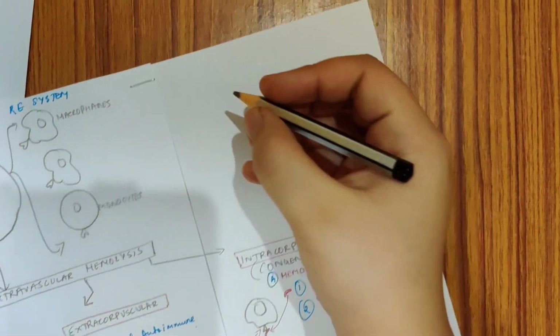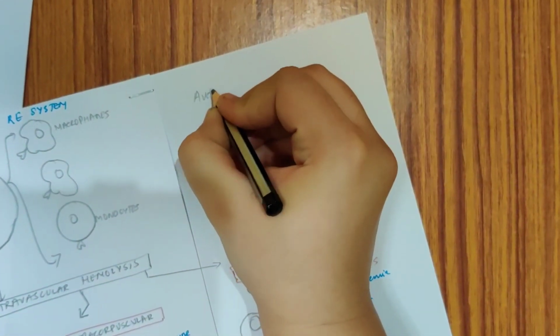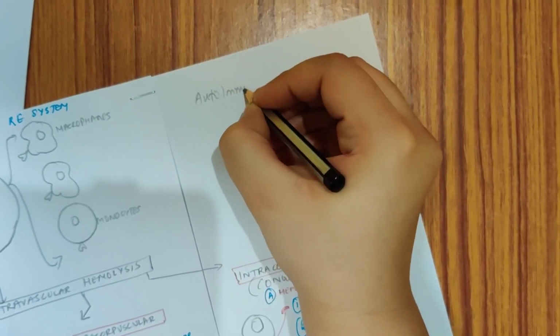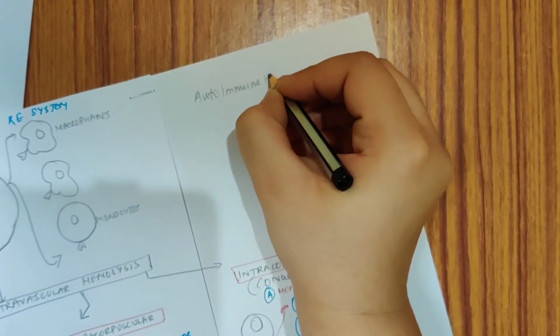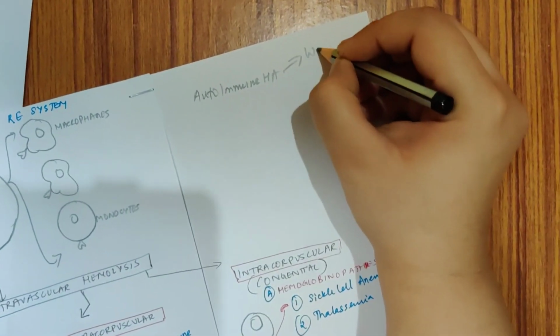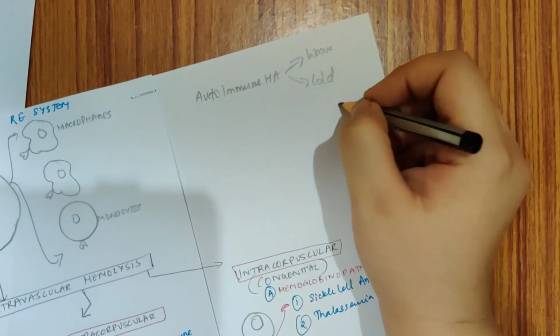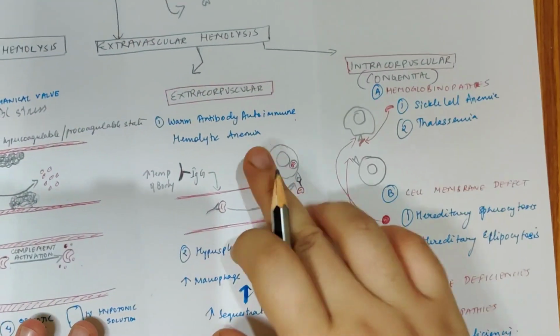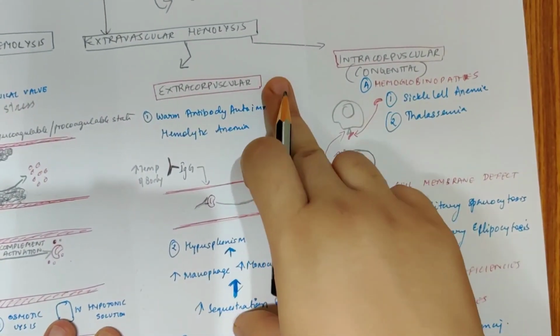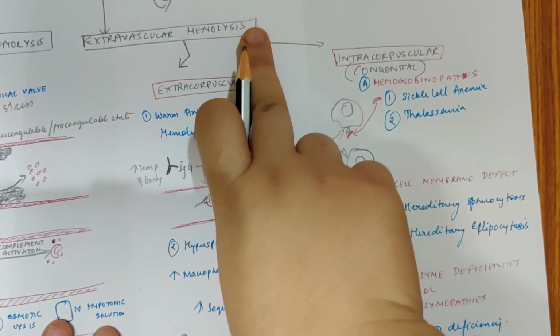Autoimmune hemolytic anemia can be warm or can be cold. This is based on the body temperature. The warm type is seen as extracorpuscular, which causes extravascular hemolysis.